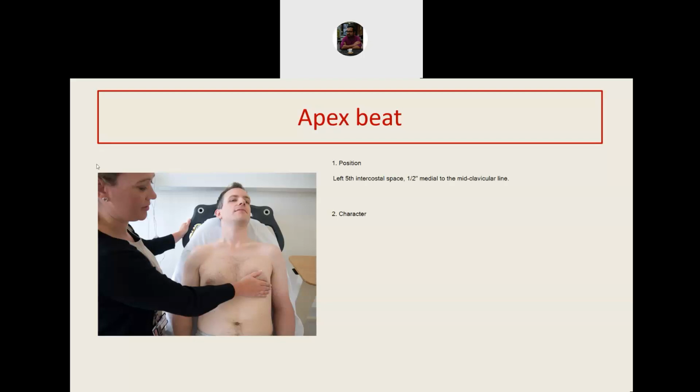Now, what is the normal character? The normal apex just lifts the palpating finger. That means it is neither very strong nor very weak. It will just feel like someone is elevating your palpating finger. So it just lifts the palpating finger. So this is the position and the normal character. However, under different circumstances, the position and the character of the apex beat might change. Let us discuss how the position of the apex beat might change.